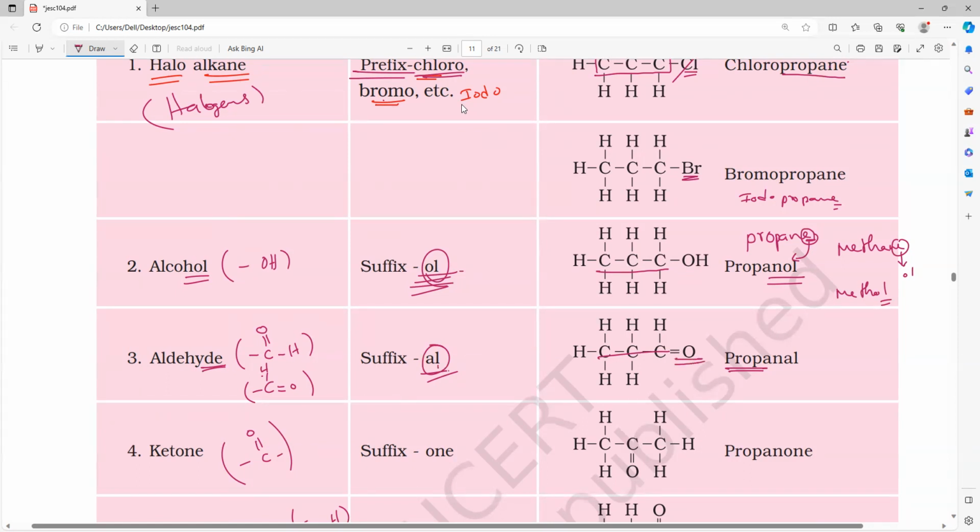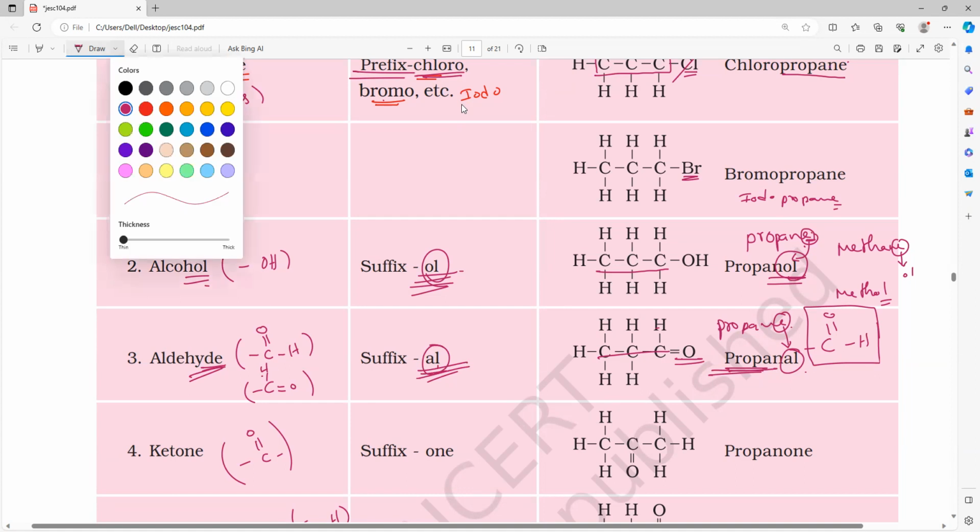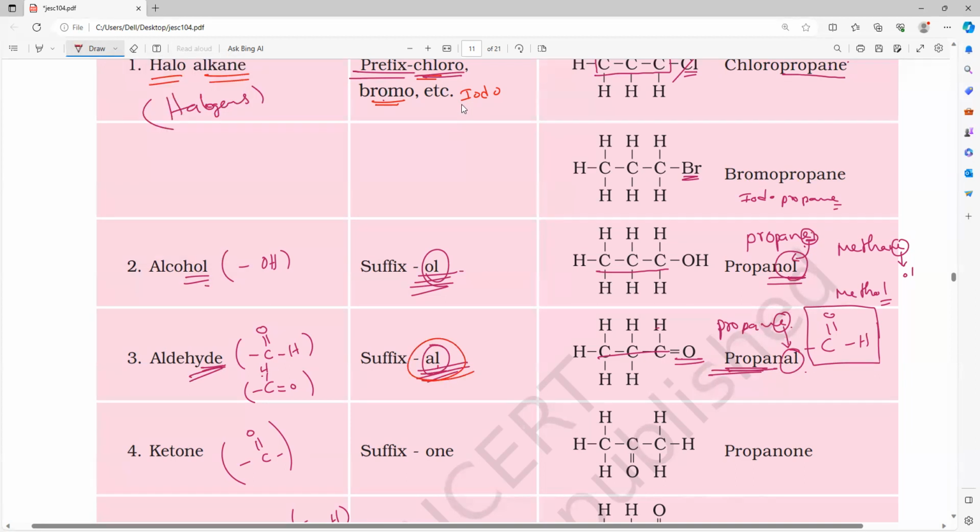So what is the aldehyde group? C double bond O single bond H. Here, maybe double bond O single bond H, then also it is called an aldehyde only. Do you understand, everyone? That is propanal. So propane, the E is replaced with AL. Here E will be replaced with OL. Alcohol, OL; aldehyde, AL. Aldehyde means what is the suffix? AL.